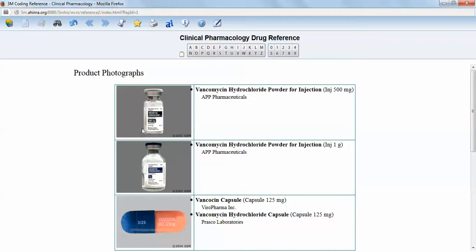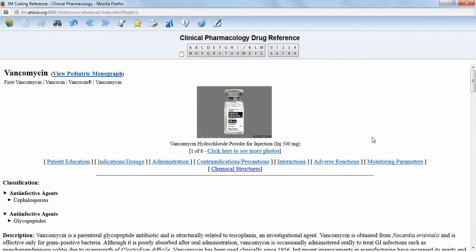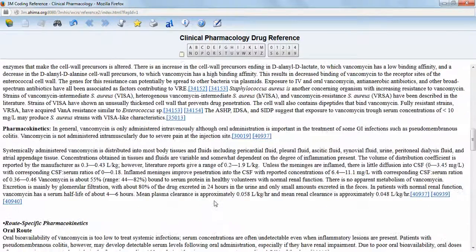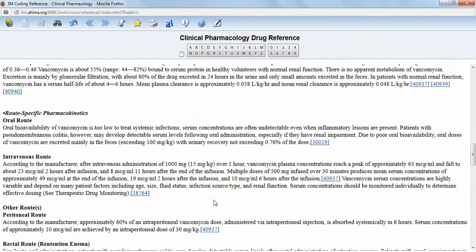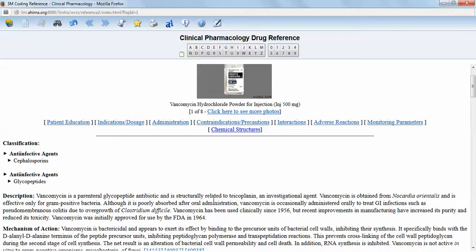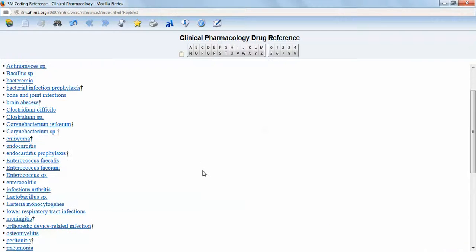So now, how do we get back? We come up here to our little blue arrow, and we click that, takes us back. So here we have all of our monograph information, pharmacokinetics, oral route, peritoneal route, etc. But what we really are interested in are things like adverse reactions, interactions with other drugs, dosages and indications, contraindications and precautions, administration.